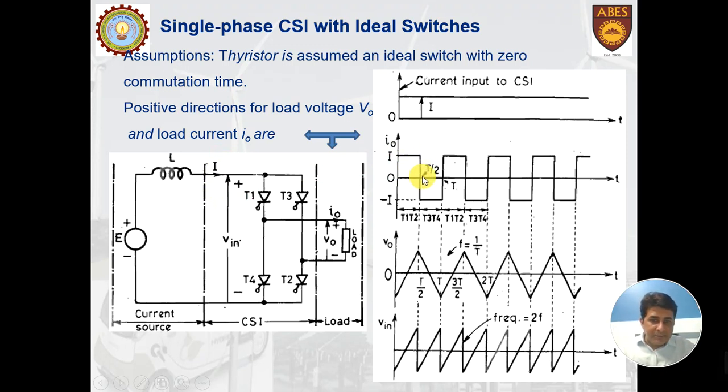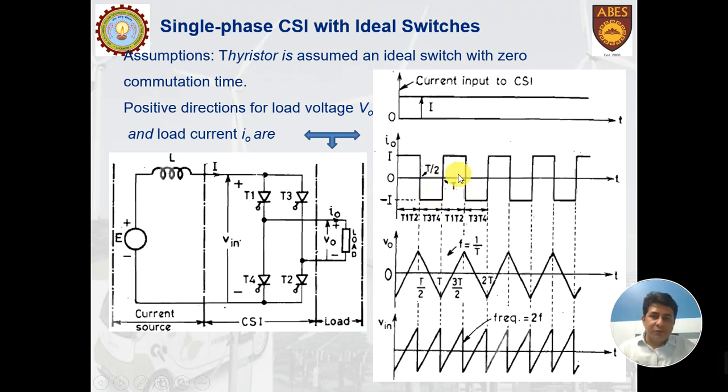At T by 2, when thyristors T3 and T4 are switched on, T1 and T2 go out of service, and at this time the load gets connected in the reverse direction. The current I now flows through T3, then through the lower terminal of the load, then to the upper terminal of the load, and then through T4 it goes back. So at the output side the current gets reversed. However, the current I at the input side is similar. So for 0 to T by 2 we get a positive current, and from T by 2 to T we get a negative current at the output.